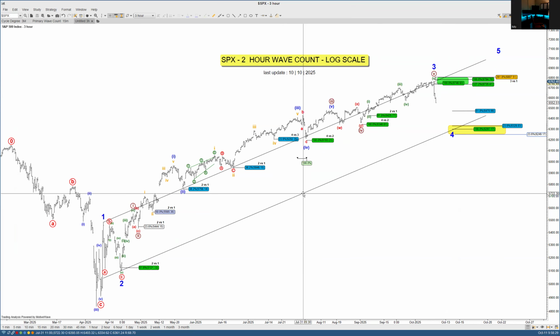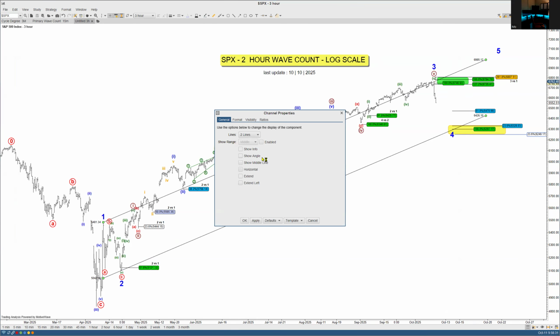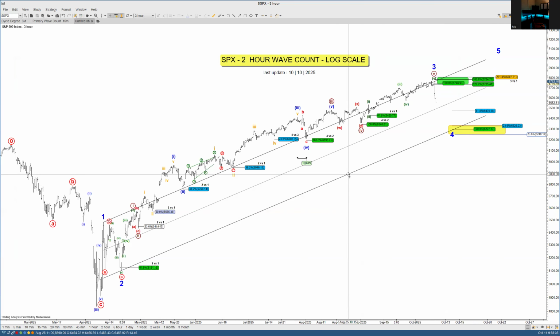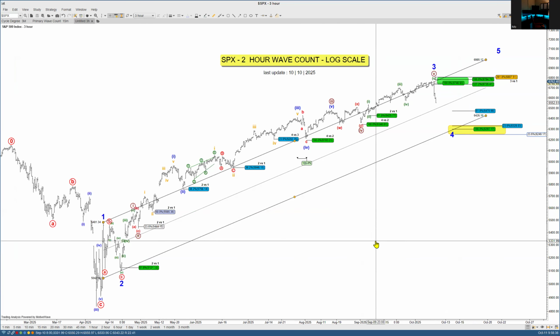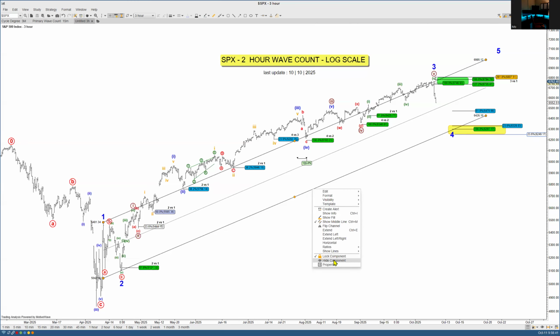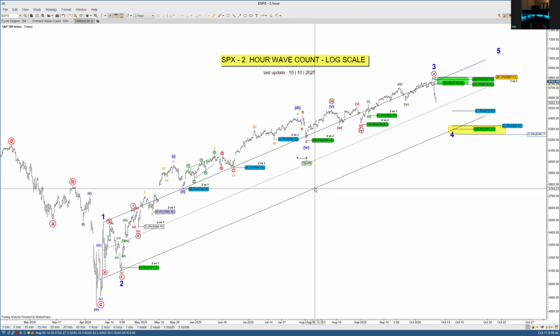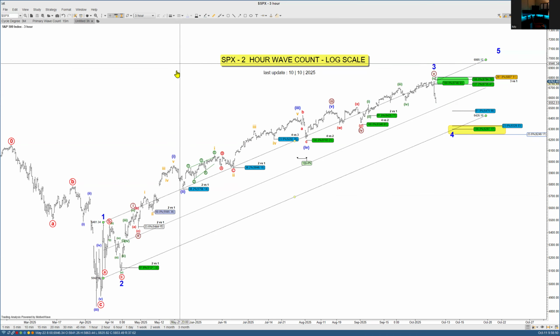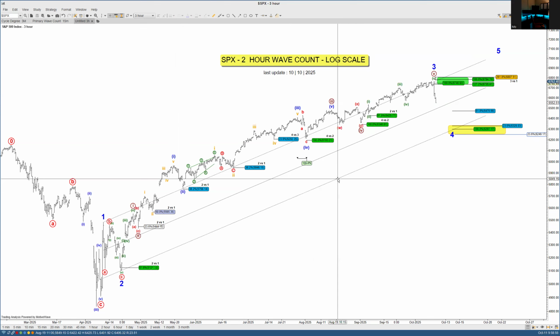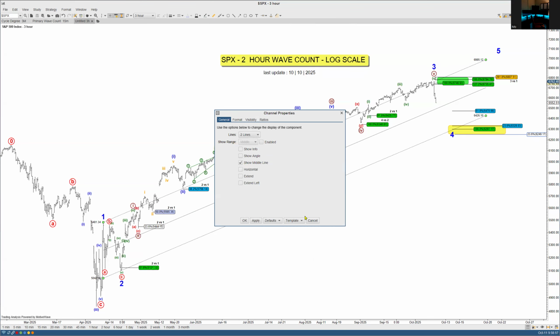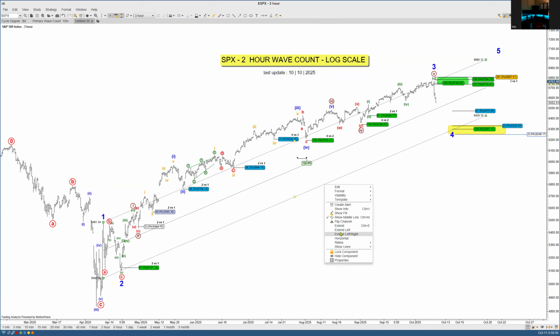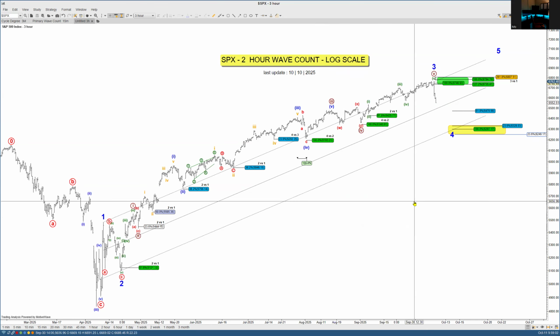Let's put this channel here. Put a lock on it. Let me do the middle line. Just lock this thing. Now we're not gonna move this channel, and every week we're gonna track it. Okay. Let's do this. A lock on it. There you go.